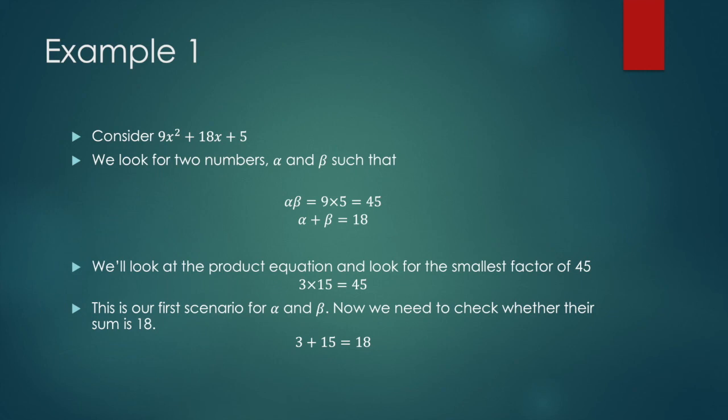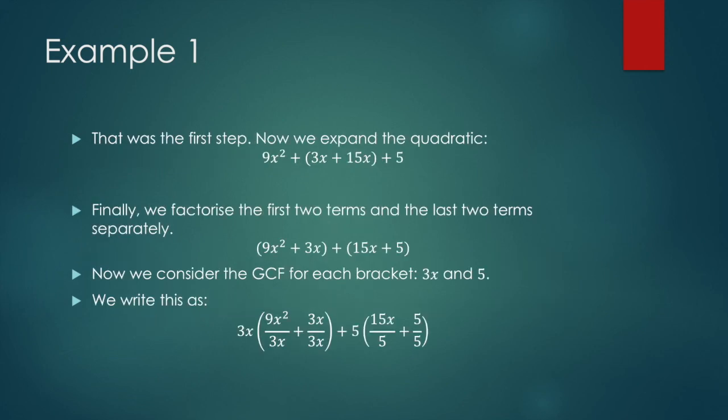So let's look at the product one, alpha times beta, and let's start with the smallest factor of 45. We can look at 1, but let's look at 3. So you know that 3 times 15 is 45. Okay, that's nice. But now let's look at alpha plus beta. Does 3 plus 15 give me 18? Yes, it does. So that's really nice. So we move on now. We expand it now to 9x squared plus 3x plus 15x plus 5.